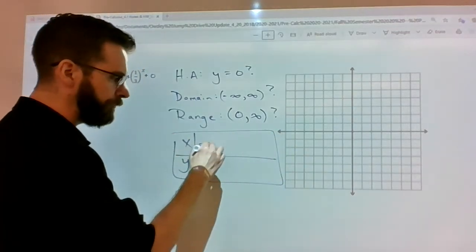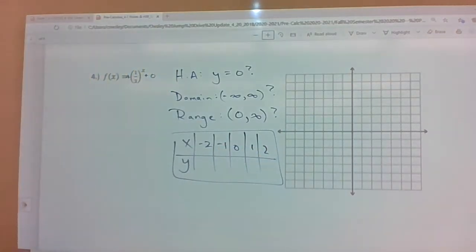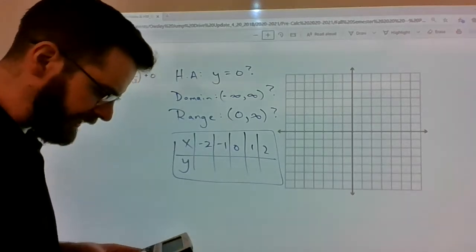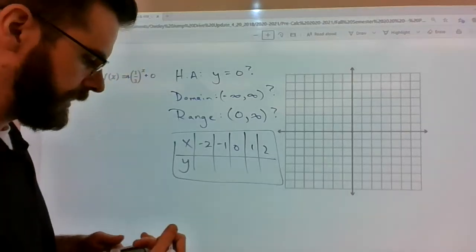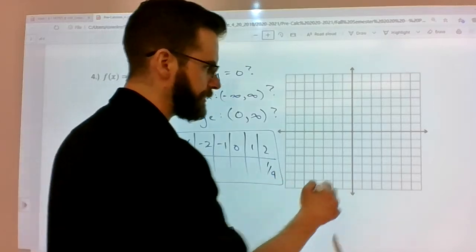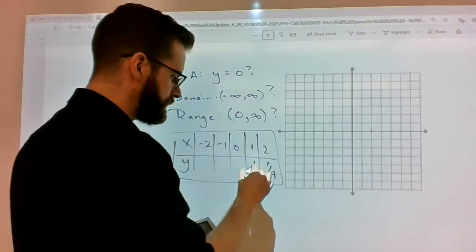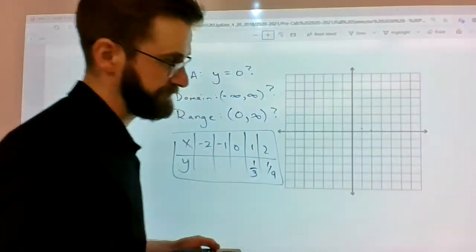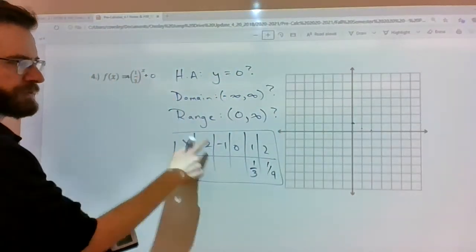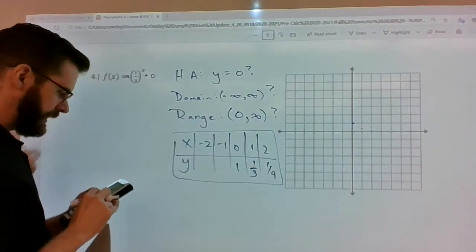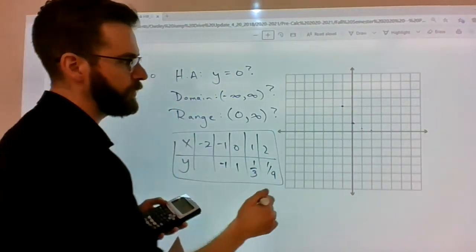The table of values will hopefully lead us to the right answer. So we're going to plot this. All right. I'm going to go backwards this time. 2 gives us 1/9. That's really close to the x-axis. 1 gives us 1/3. That's not quite as close, but still pretty close. 0, 1. Oh yeah, anything to the 0 power equals 1. -1 is 3. -2 is 9. Whoa.